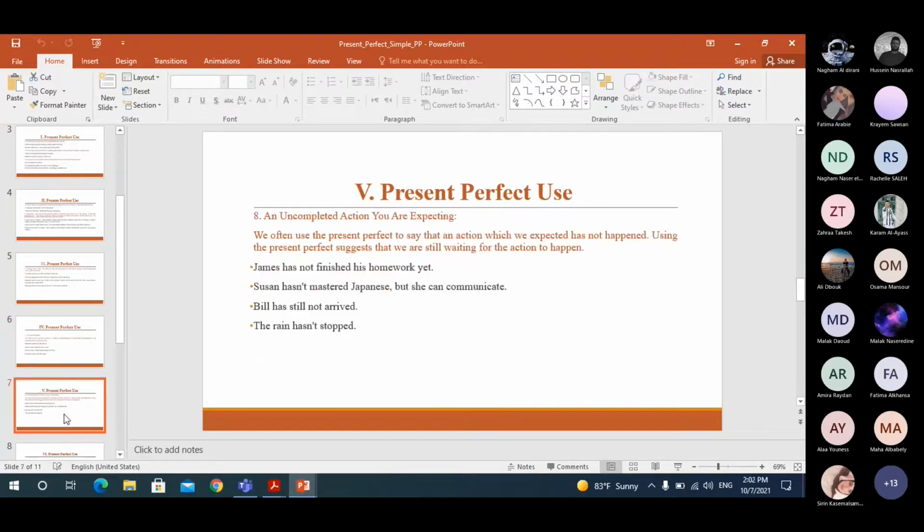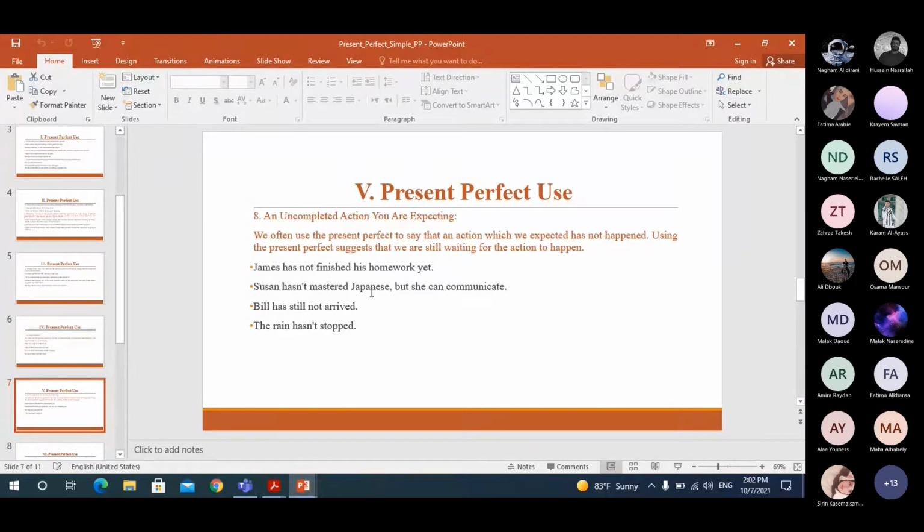An uncompleted action you are expecting, and of course we have clues. Since, for example, indicates, as we said, an action that started in the past and still continues in the present. If I want to talk about an uncompleted action, we can use yet, the clue of yet. James hasn't finished his homework yet.